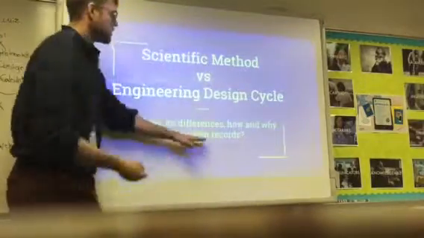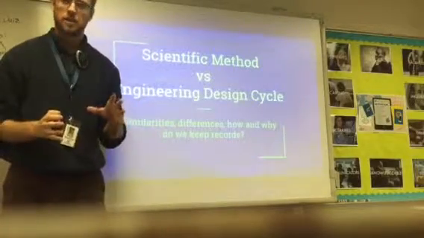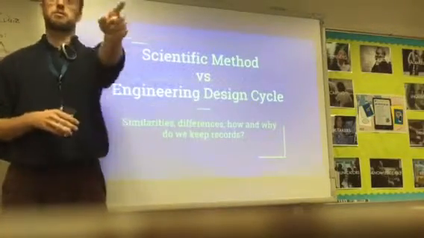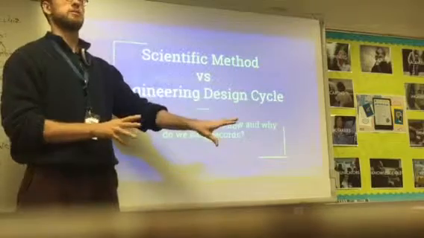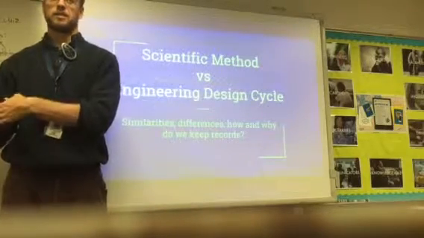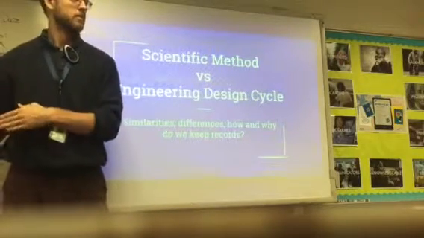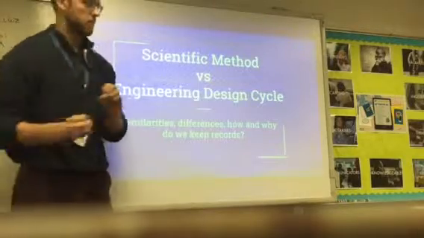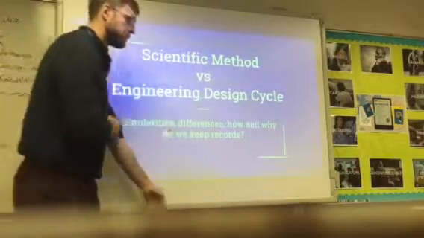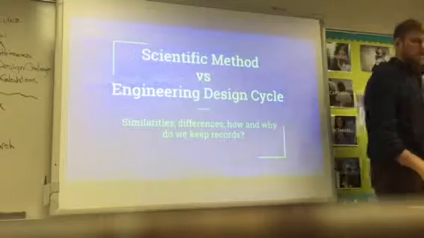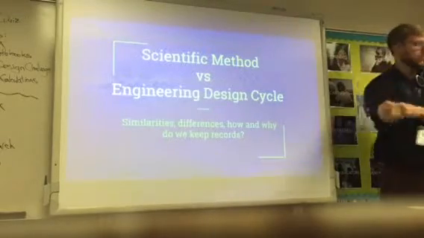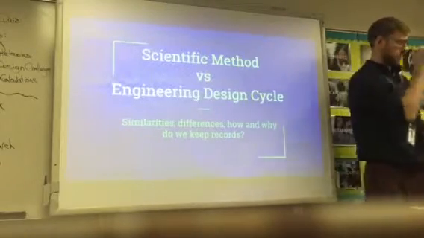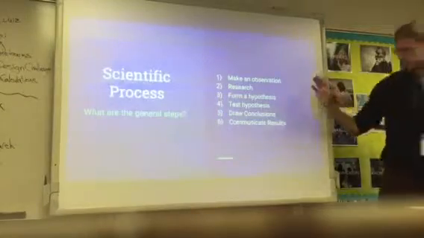How and why do we keep records? How do we keep records of what we're doing? That's really the only difference between messing around and doing science. You write it down. The only difference between messing around and science is you write it down. Because it's very powerful if you're keeping records, then you can be improving upon yourself, both in the scientific method and also in the engineering design process.